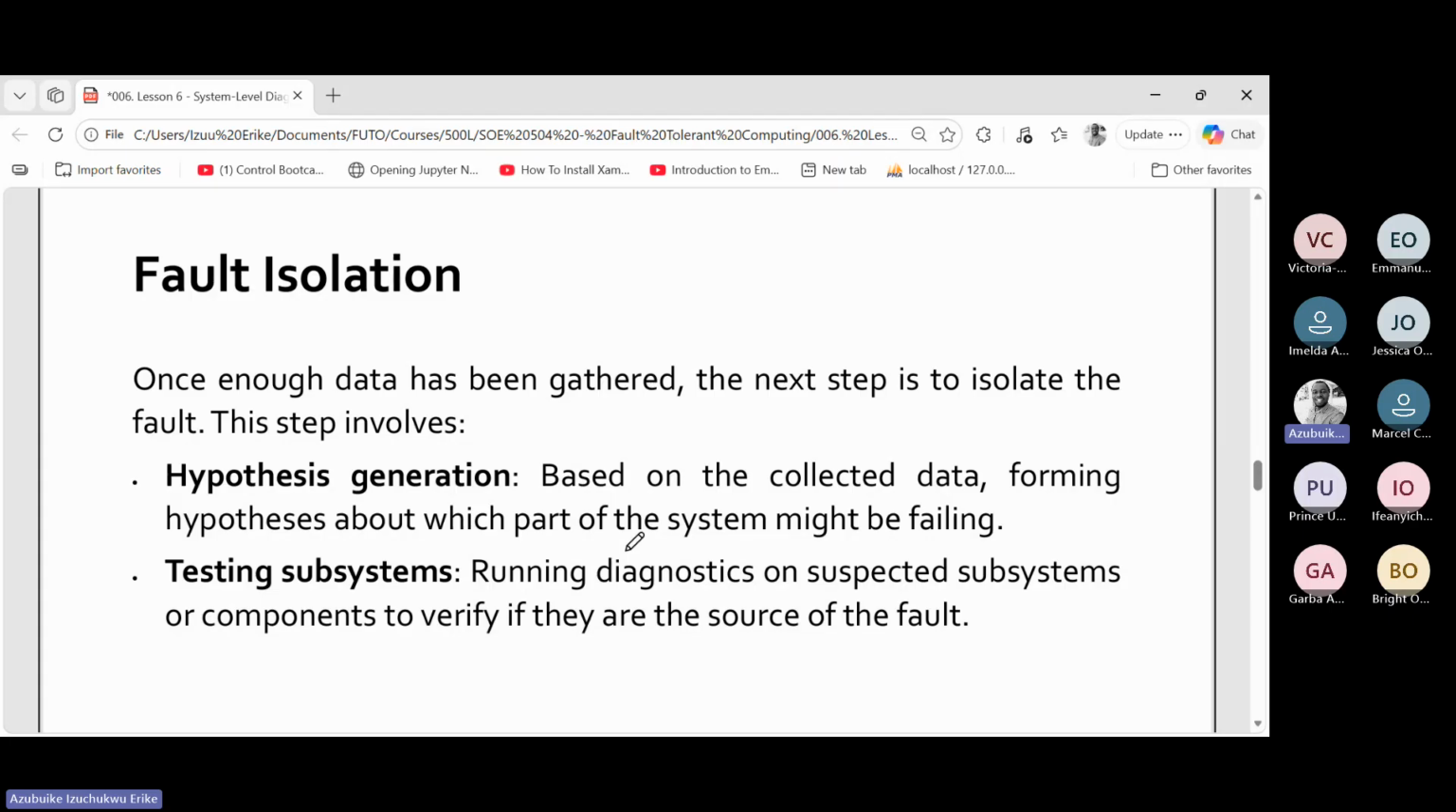You have not really confirmed it. Now, how are you going to confirm it? You're going to confirm it by now testing the subsystem, running diagnostics on the suspected subsystems or components in order to verify if they are actually the source of the fault.